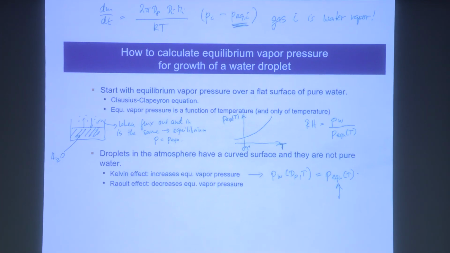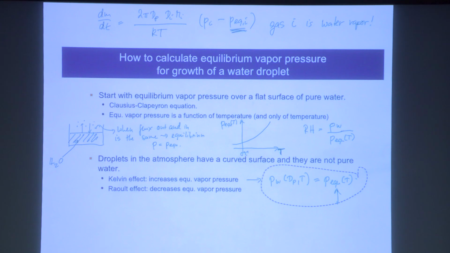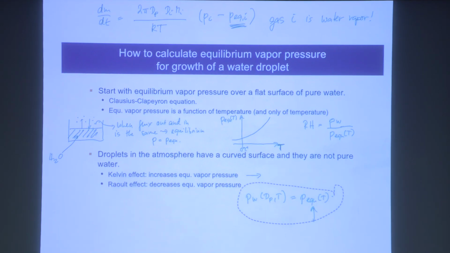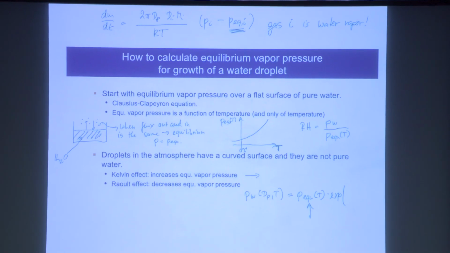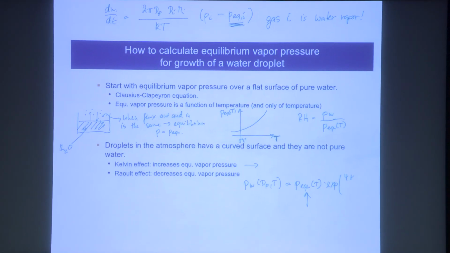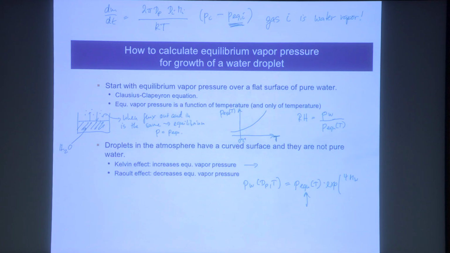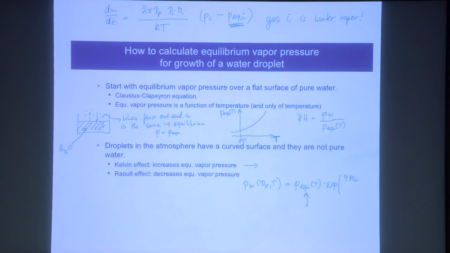Okay, and so the term here is, let's move this over. So M sub W is the molecular weight of water. Sigma is the surface tension. And then we divide by RT, density of water, and importantly, the diameter.